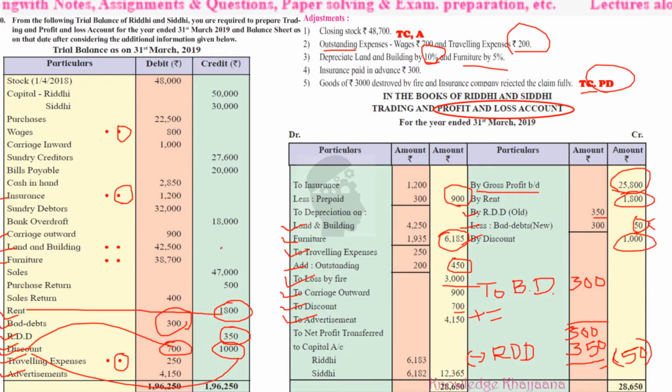completed recording of all the items to the profit and loss account debit as well as credit side. So we just have to calculate the net profit now. And how to calculate the net profit? Very simple. Do the total of all the items.